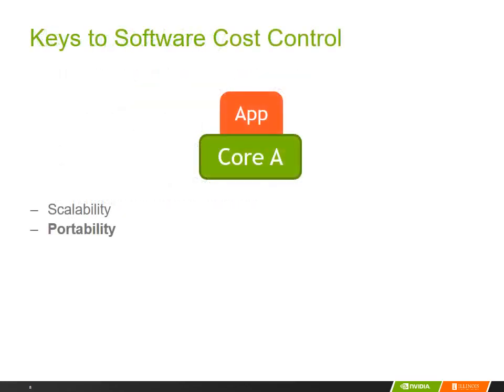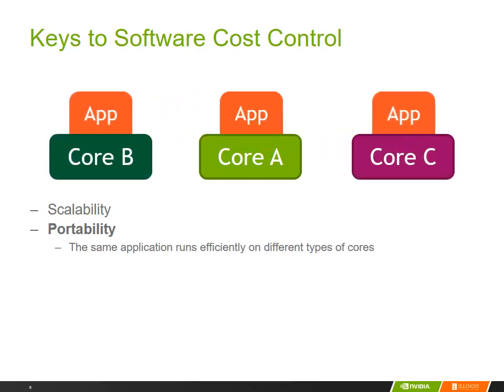Now we introduce the second aspect of software cost control, portability. Portability means that if an application runs well on core A, it should also run well on some different types of cores, such as core B and core C from different vendors. And if the software has good portability, then a user should be able to use the same software on multiple hardware from different vendors and still get good execution results.